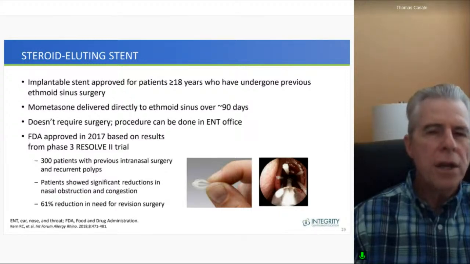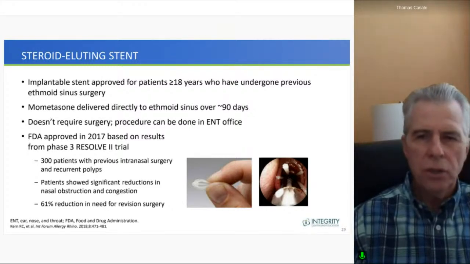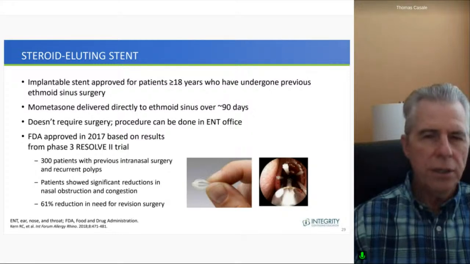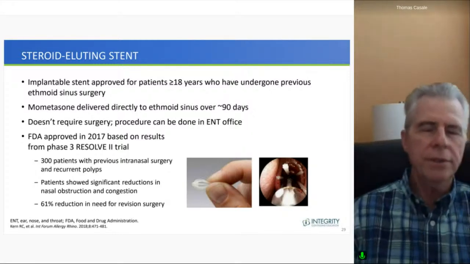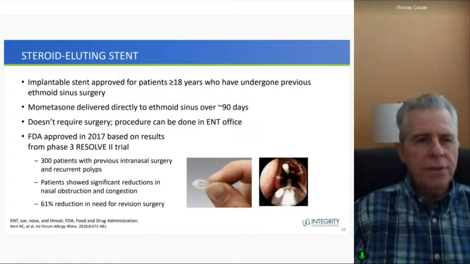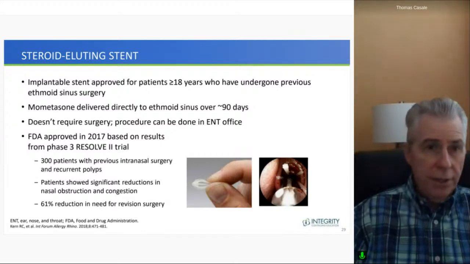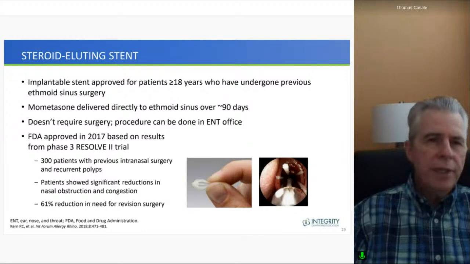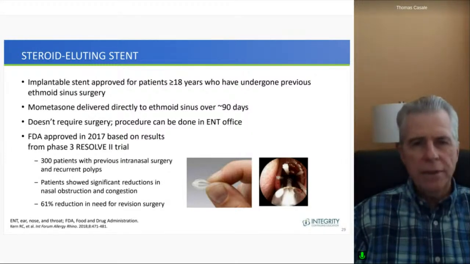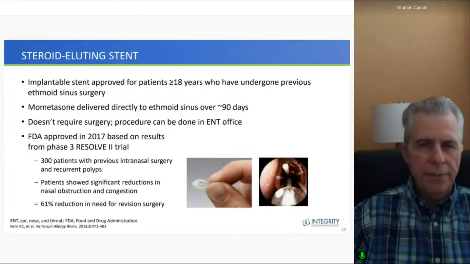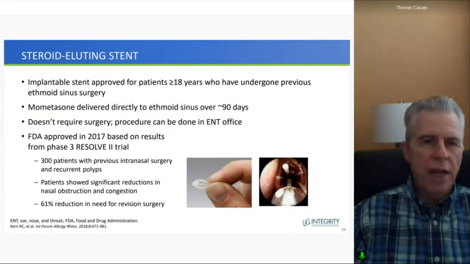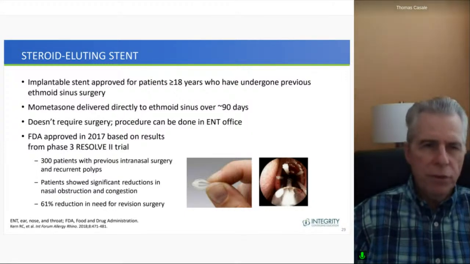So another thing you could do is think about, gee, I could do an eluting stent, a steroid-eluting stent. Now, again, I'm not an ENT surgeon, so I don't do this, but this is especially useful in patients that have already had endoscopic sinus surgery. Then you put in the implantable stent, and that has mometasone, which is delivered directly to the ethmoid sinus, typically over 90 days. These things tend to dissolve on their own. They don't necessarily have to be removed at all.